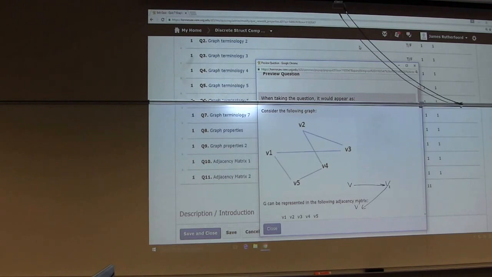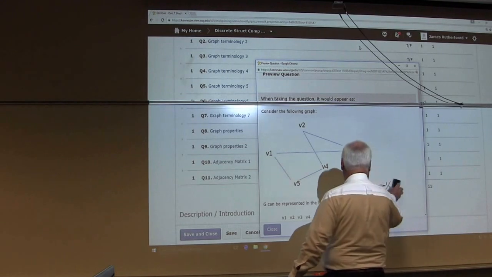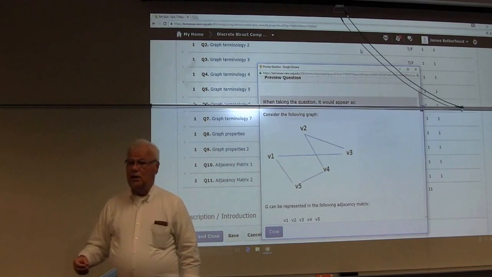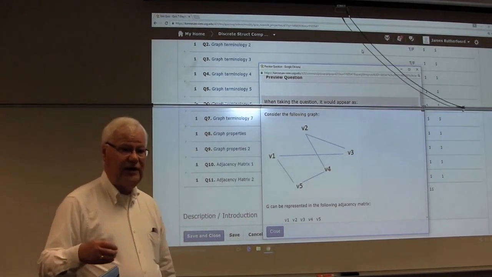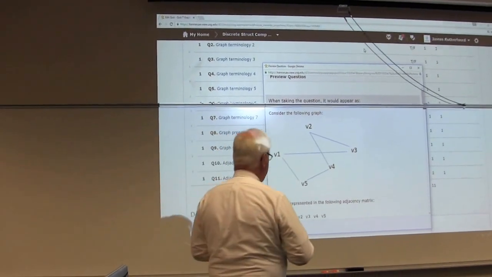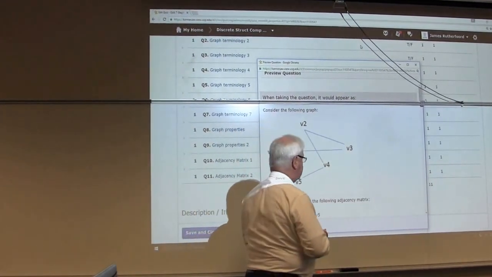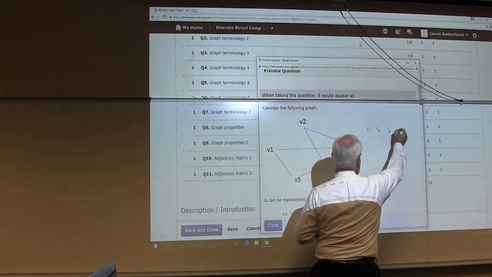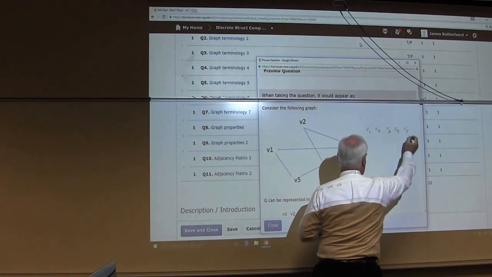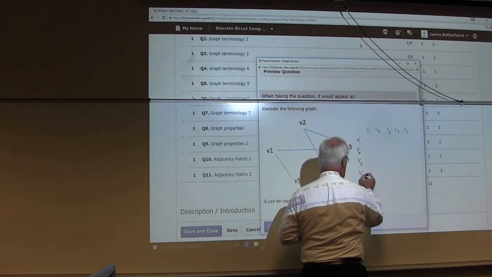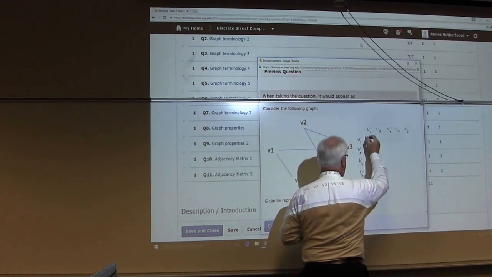Now this was something that was confusing for some, so let's go through it. And that's the adjacency matrix. Adjacency means next to. And adjacency is defined as connected by an edge. So when we look at an adjacency matrix, we want to mention all the vertices. V1, V2, V3, V4, and V5, and then go down the edge, V1, V2, V3, V4, and V5.